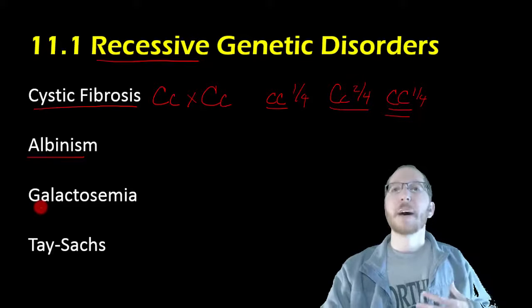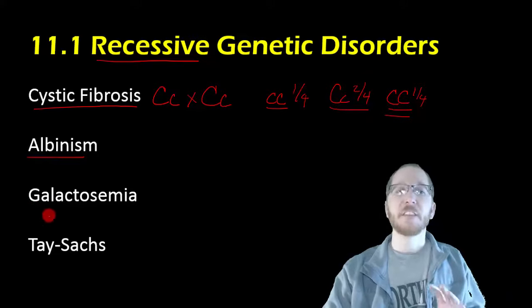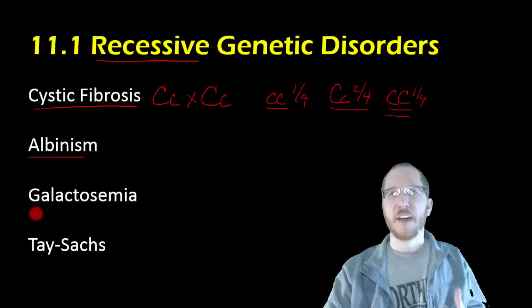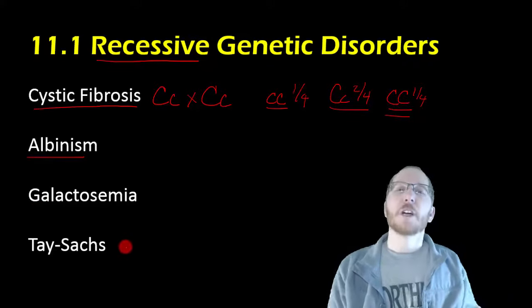This is one of those metabolic disorders where if you don't treat it properly, it causes severe damage. But if you know ahead of time that the individual has this, you can regulate their diet and oftentimes mitigate the effects. And lastly, we're going to talk about Tay-Sachs.